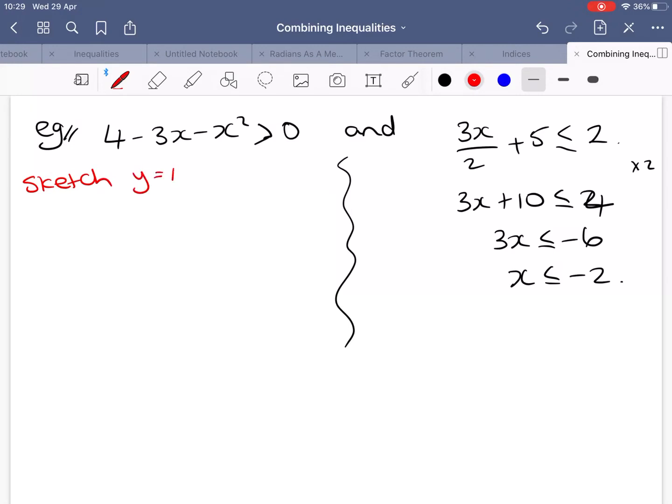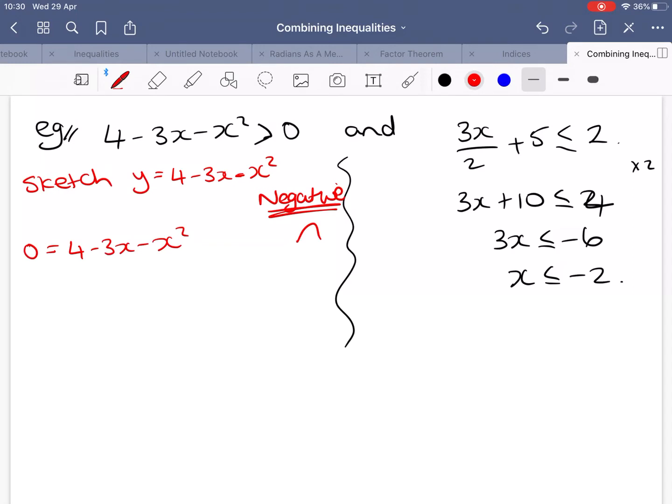So we actually have to sketch 4 minus 3x minus x squared first. Now, note, it is a negative quadratic, so it's going to be an N shape rather than a U shape. So that's the first thing to know. What type of quadratic is it? It's a negative. What do we need? We need where it crosses the x-axis. So we need to solve 0 equals, because on the x-axis y equals 0, 4 minus 3x minus x squared.